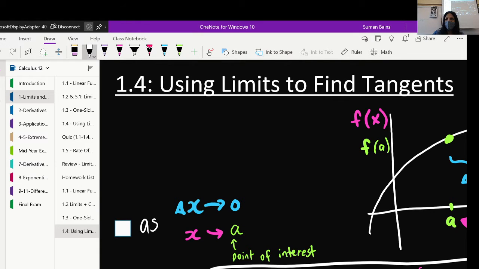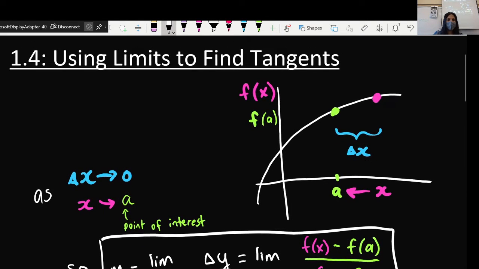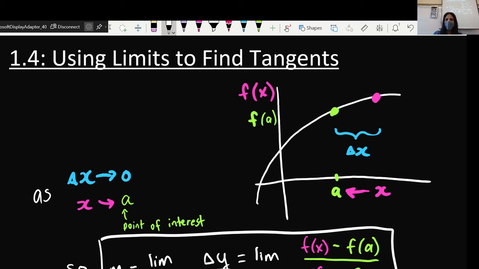So we are doing 1.4, using limits to find tangents. Some of this stuff you know from before, but I will briefly go through it. If we take a look at this graph that I've drawn at the top here, this stuff in green, if we look at this a value, then it makes sense that up here this would be f of a. That's all old stuff, we know that.